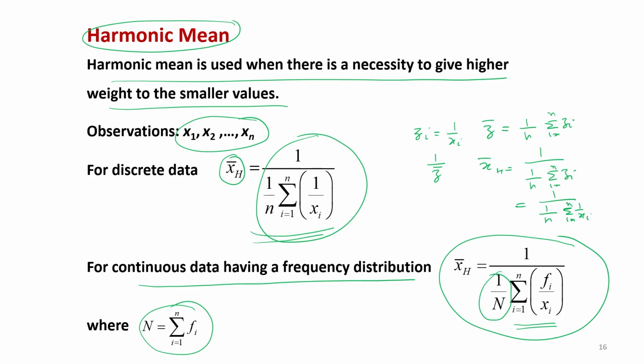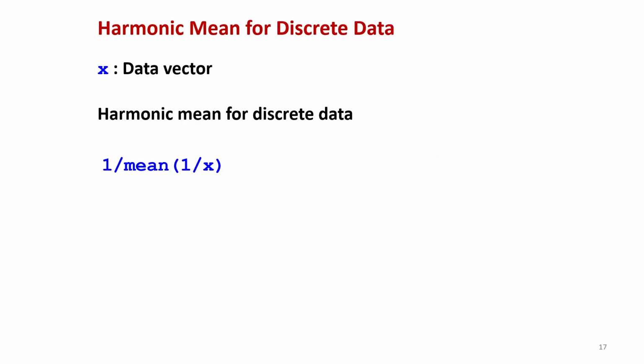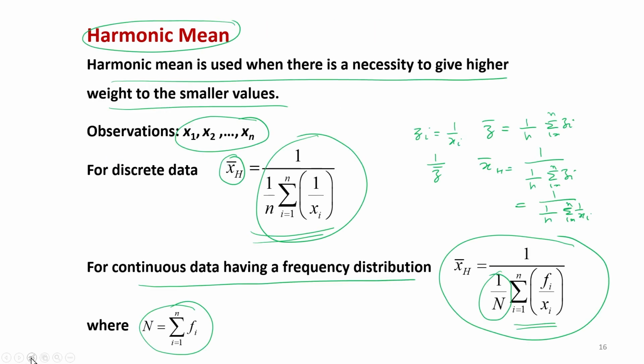So in our software also there is no direct command to compute the harmonic mean, but we have to write our command in such a way that I can compute it easily. So if you try to see the way I have shown you, this expression or this expression, do you think that I can write it as 1 upon mean of z, right?